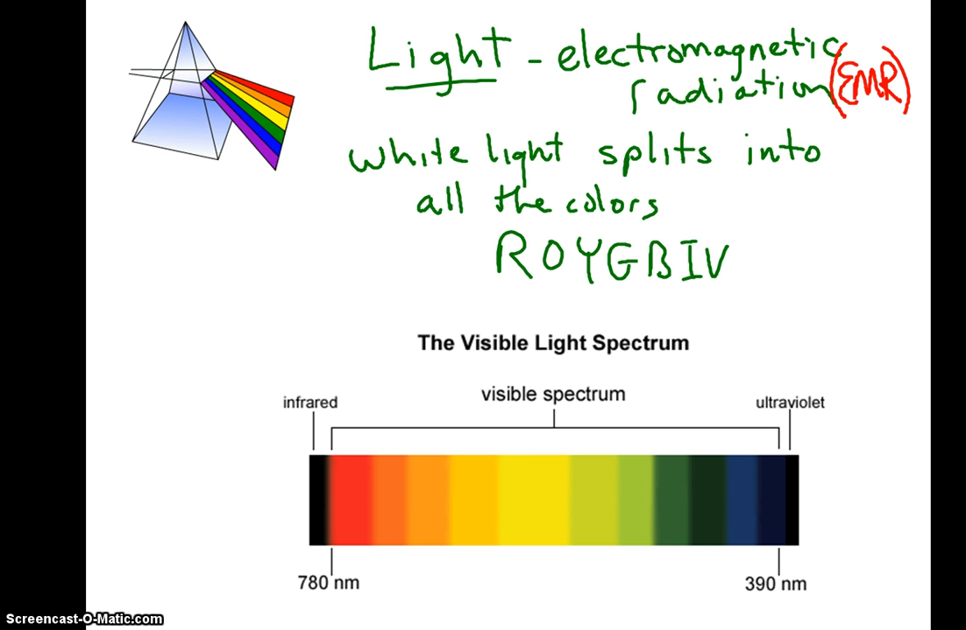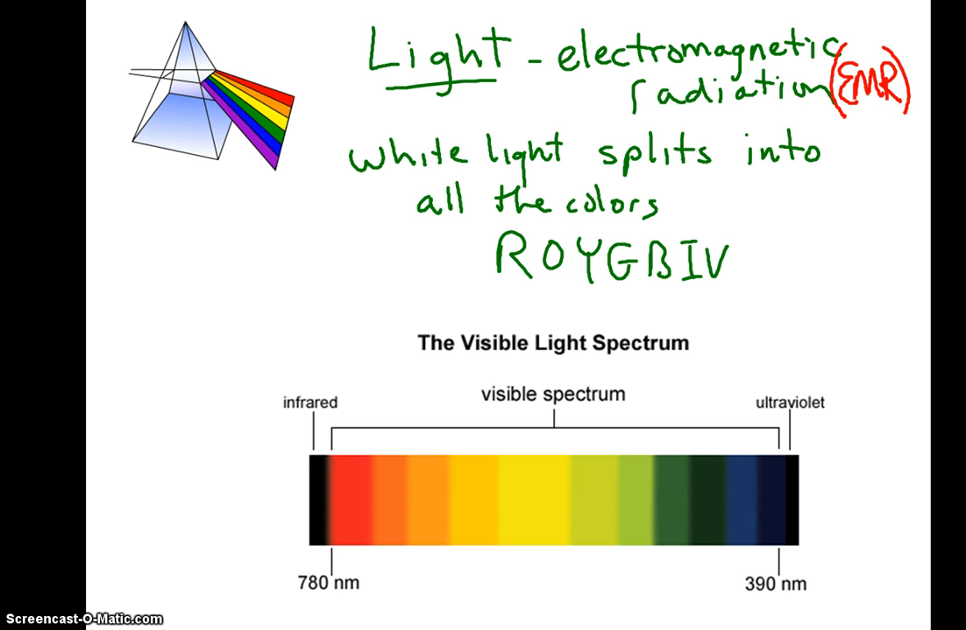So what is light? Light is electromagnetic radiation, or EMR. White light, if we use a prism, splits into all the colors of the rainbow. So Roy G. Biv: red, orange, yellow, green, blue, indigo, violet. If you look at the diagram on the bottom, here's the visible spectrum, which is just a very, very tiny portion of the entire electromagnetic spectrum. But this is the part that we can see.